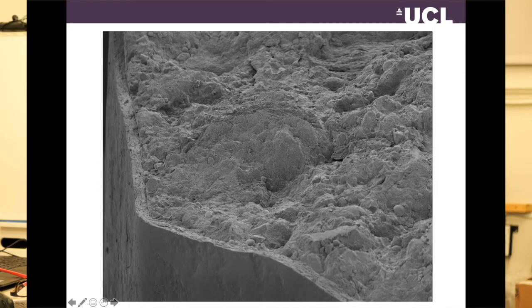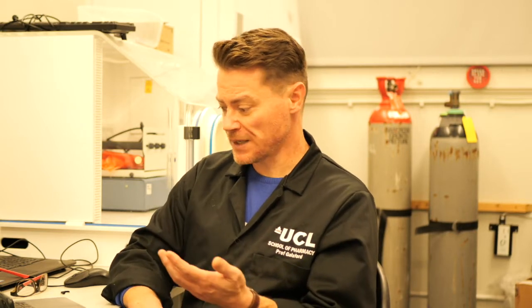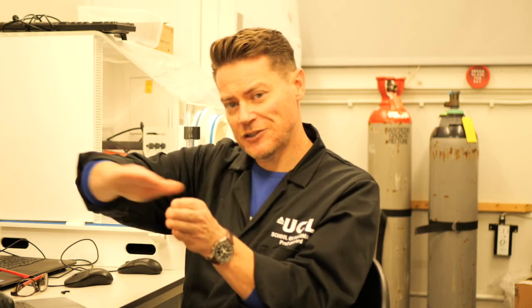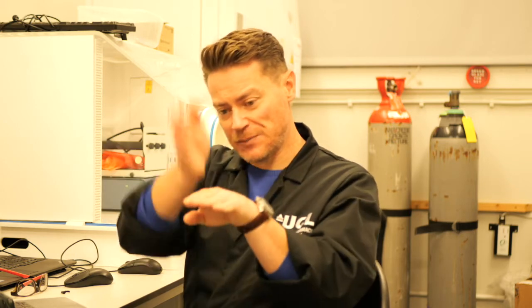This image, which is on the screen, I find quite interesting because it is actually a tablet that has been cut in half. So a little bit difficult to imagine, but it's got a smooth edge and then a sort of rough surface. That roughness is where the tablet's been cut in half. You're looking at it in cross-section.